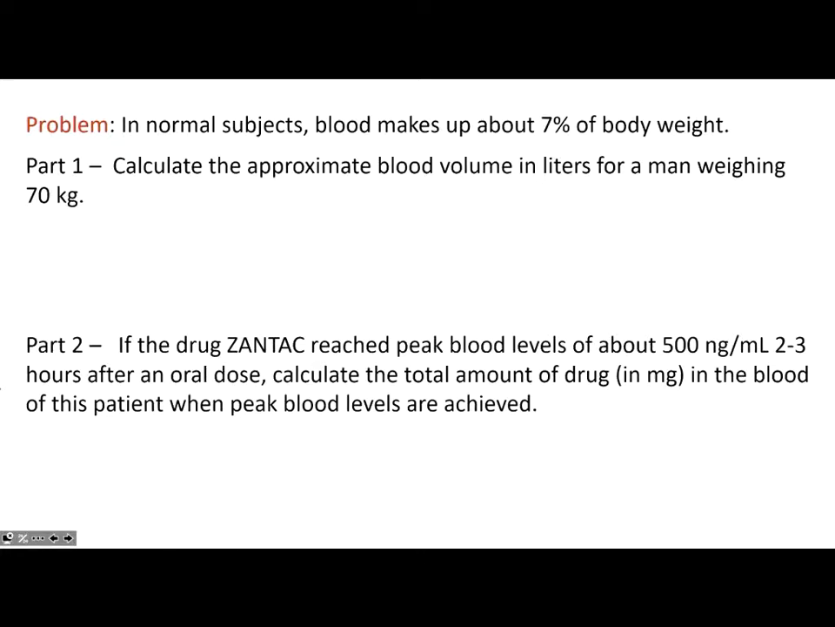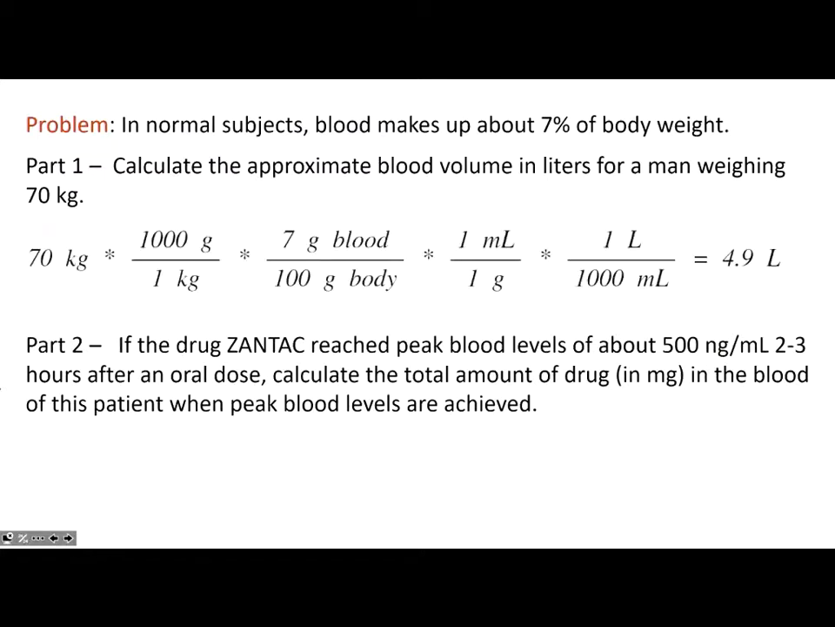It says in normal subjects, blood makes up about 7% of body weight, okay? 7% body weight. I know we said blood, but we're talking about weight. So that 7% is what? It's a weight per weight. There's 7 grams of blood for every 100 grams of body weight. That's what that 7% means. Calculate the approximate blood volume in liters for a man weighing 70 kilograms.